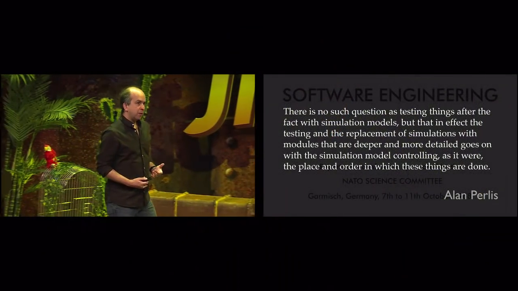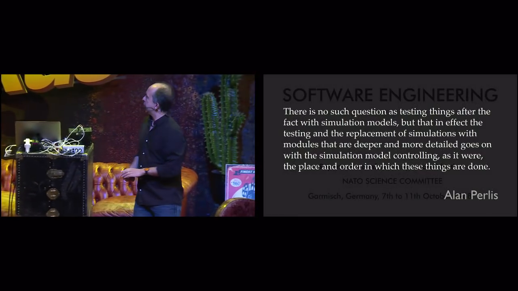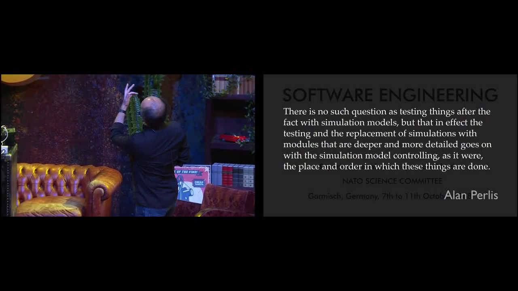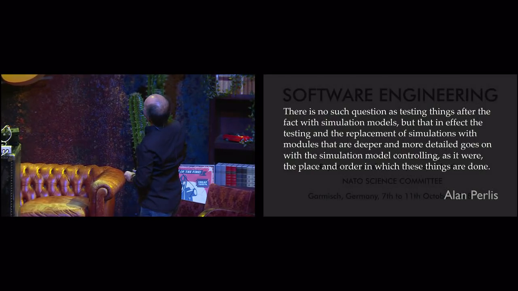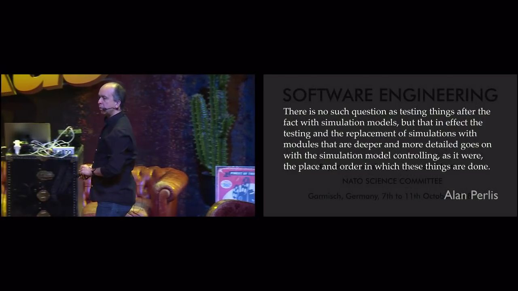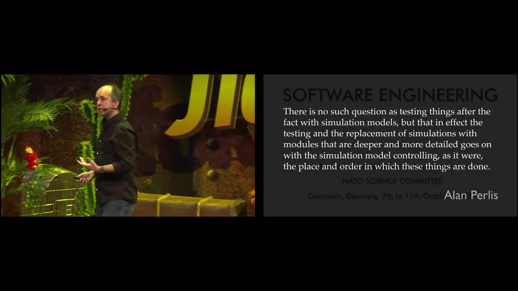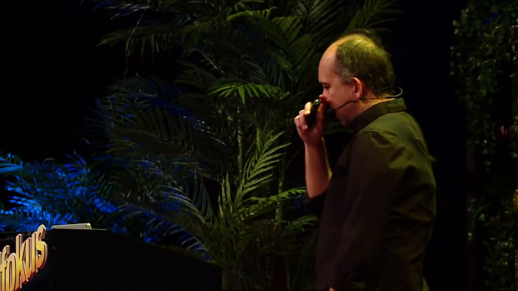So let's have a look at this idea. What else was invented back then? Well, it turns out this is not immediately obvious, and it was Glenn Vanderburg that pointed this one out to me. Alan Perlis said there is no such question as testing things after the fact with simulation models, but that in effect the testing and the replacement of simulations with modules that are deeper and more detailed goes on with the simulation model controlling, as it were, the place and order in which these things are done. He's describing the work of Brian Randell. He is describing what we now call mock objects, which were not formally invented until 1999 outside Archway Station in North London. We actually have a date and a location for where they came along.